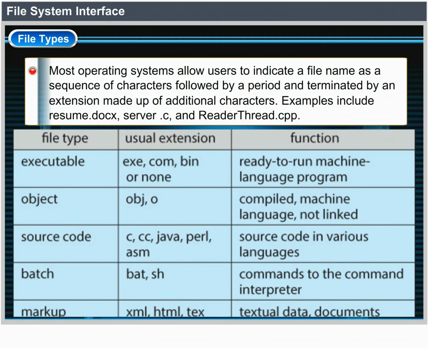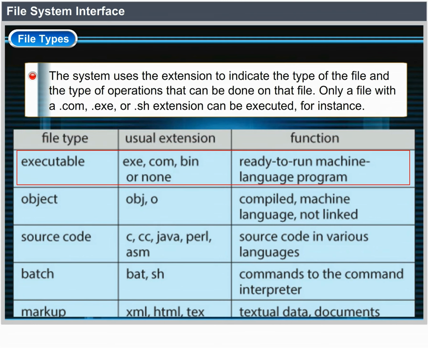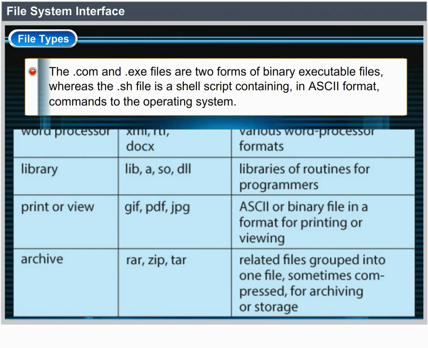Examples include resume.docx, server.c, and readerthread.cpp. The system uses the extension to indicate the type of the file and the type of operations that can be done on that file. Only a file with a .com, .exe, or .sh extension can be executed, for instance. The .com and the .exe files are two forms of binary executable files, whereas the .sh file is a shell script containing, in ASCII format, commands to the operating system.